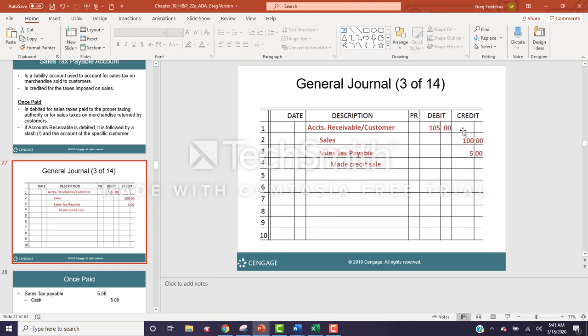So for the accounts receivable, the debit is going to be $105. Sometimes I've always mentioned do the debit first, do the debit first, do the debit first. But in some cases, you may not be able to figure out what that debit number is. So leave room for the debit, and maybe figure out the sales and the sales tax payable off to the side. In this case, it's pretty simple, cut and dry. We had sales of $100, and we have sales tax payable of $5.